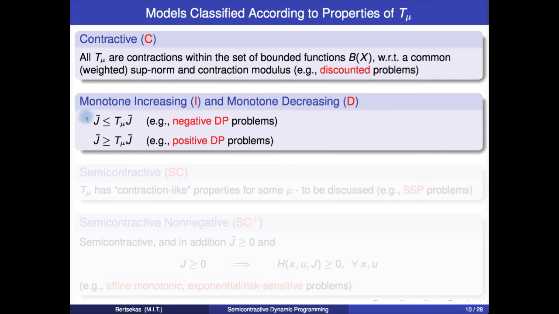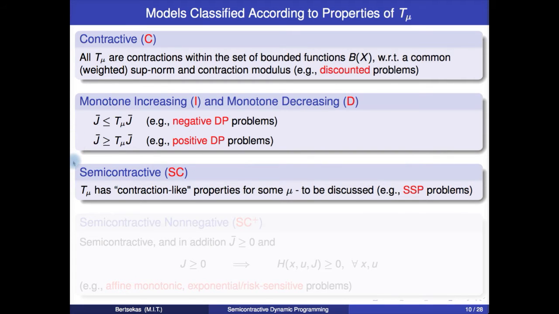Another class of interesting models is when T mu is such that it increases J bar or it decreases J bar. Accordingly, these models are known as monotone increasing or monotone decreasing. There are some classical dynamic programming models from stochastic optimal control that date to the 60s, which involve non-negative cost per stage. They're called negative dynamic programming models because they involve maximization of negative cost. And the reverse case, where the cost per stage is non-positive, comes under the name positive dynamic programming models because again they involve maximization rather than minimization. These models have been studied for some time and have some nice properties, including the fact that Bellman's equation always holds for these models. On the other hand, they have some weaknesses.